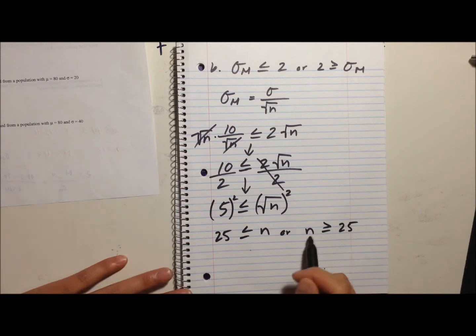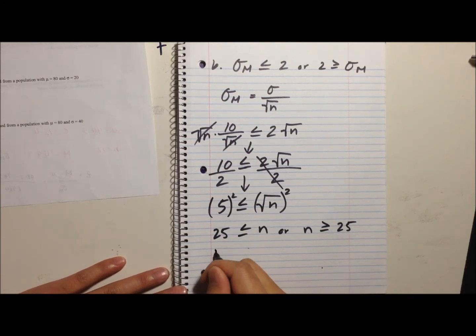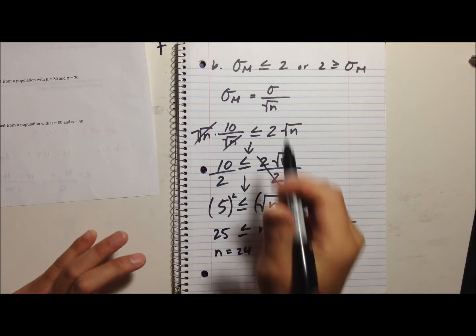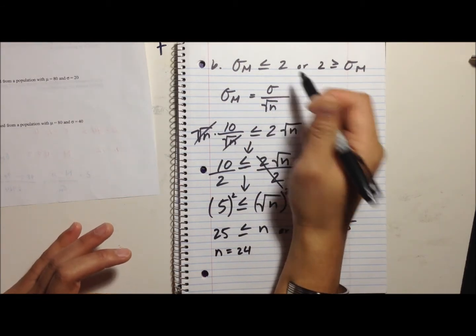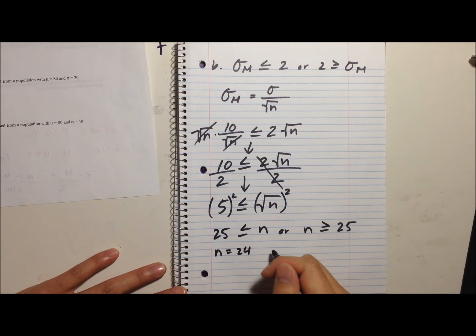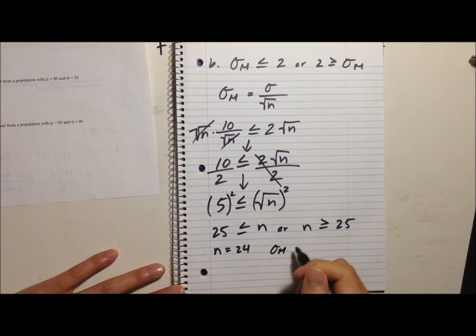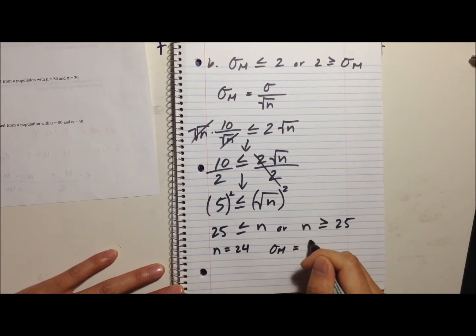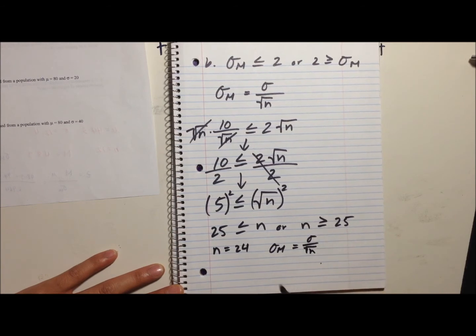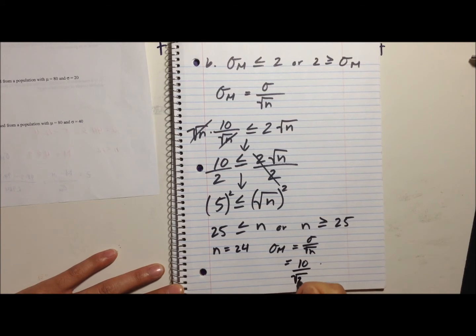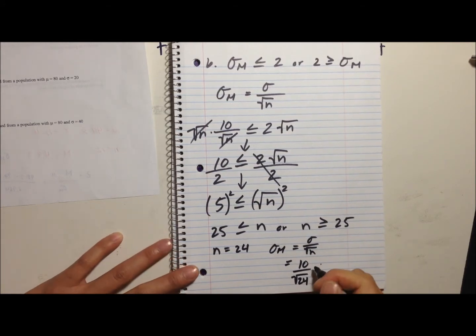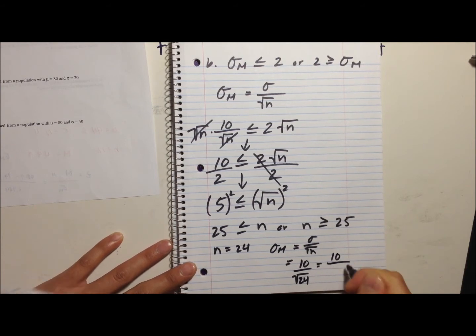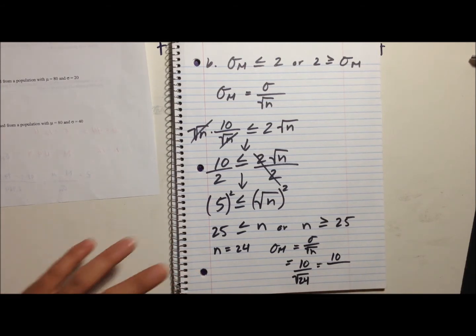You don't believe me? So let's try n equals 24. Okay, we're going to do n equals 24, which is smaller than 25. Alright? Let's try that and let's see if our standard error is going to be less than or equal to 2. So standard error is equal to 10 over, oh, excuse me. Alright, so 10 over square root of 24. Let me get my calculator.